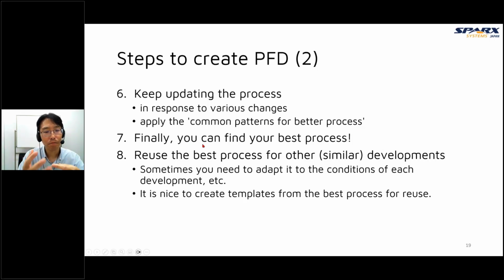And after finding our best process, we must reuse it for other similar developments. If we can use it without any change, it's best, but we need to modify it to adapt to each development, each project. So it's nice to create templates from the best process for reuse. So copy the template, modify it to suit each project. And if there are points to be made better, apply them to the template.